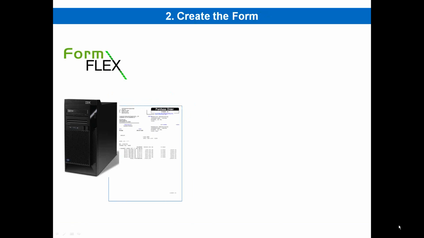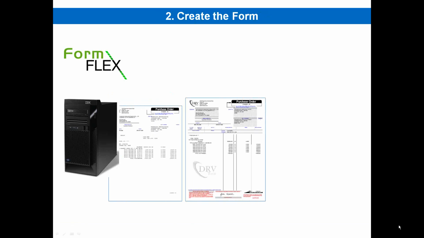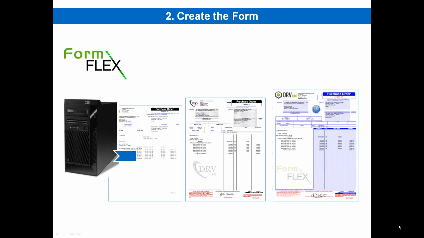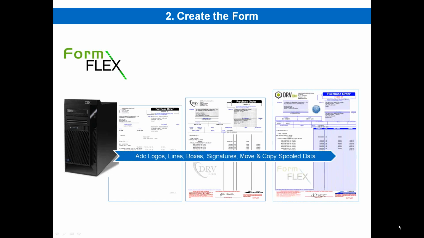Next, we add the objects to create the form, the graphic objects, using the FormFlex editor, using elements like boxes, lines, logos. You can either create a form around the existing spool data, the way it normally prints, or you can map the data to move it, copy it, change the font, even delete it, all without programming. As I develop the form, I can view the form designs using the print view, which pops up a PDF on my desktop.